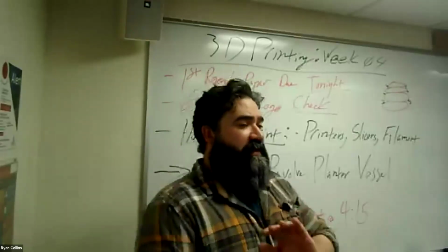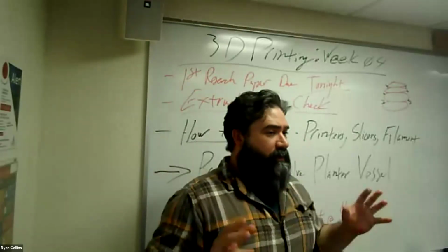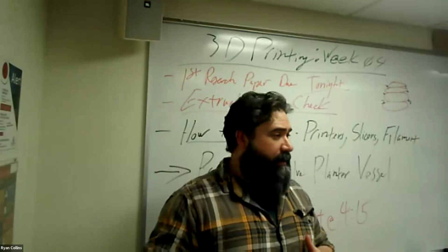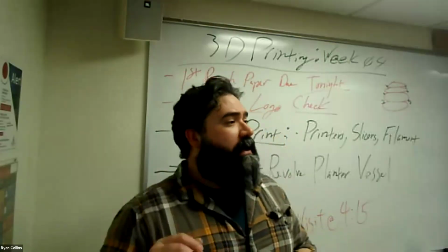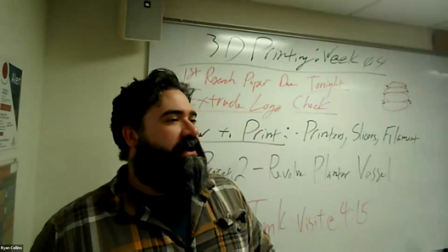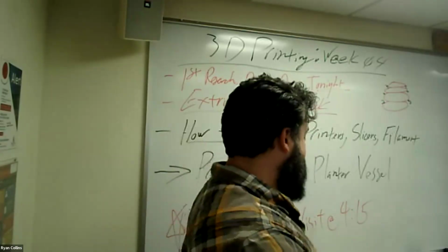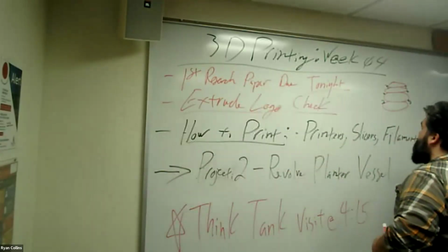So to take an object from your program, from your CAD, from your model, in this case Fusion 360, to your 3D printer, you need what's called a slicer program. And what that does is it takes your 3D object.